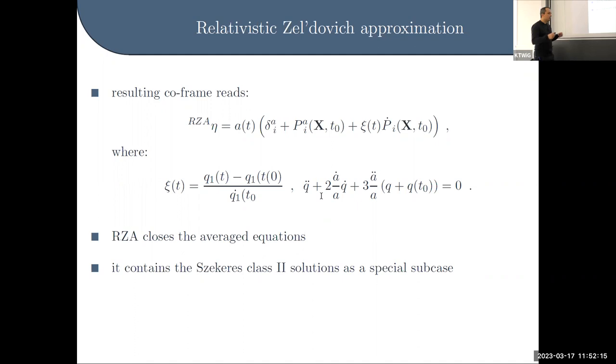What is beautiful about it and very useful is that it's a simple model for the evolution of the fluid, which closes the averaged equation. So you can treat it as a certain matter model, which gives you an effective equation of state. But what is more surprising is that this is in principle a perturbative approach, but it contains as a subcase exact solutions like the Szekeres metric of class two, the one which can be decomposed into a background and the deviations. So by this idea of extrapolation and not getting rid of higher order terms in the functionals, we have a very general powerful tool, which under special circumstances recreates the exact solutions.